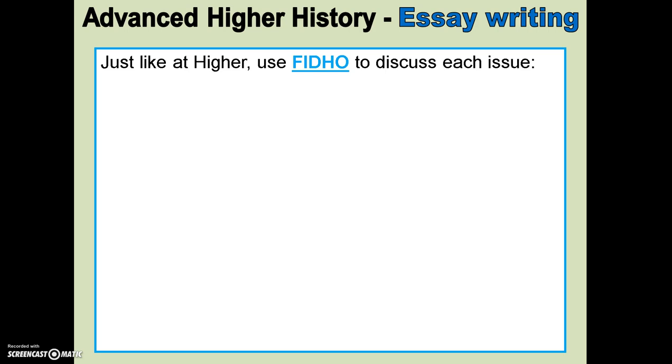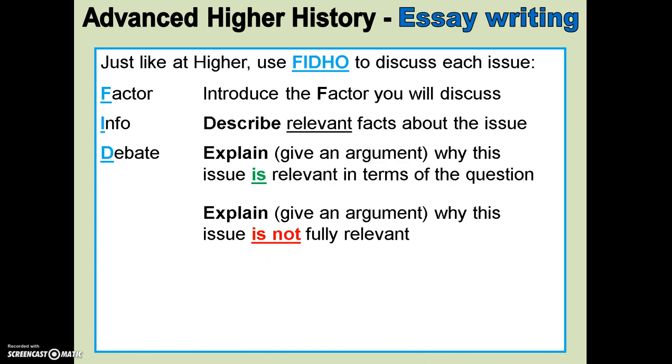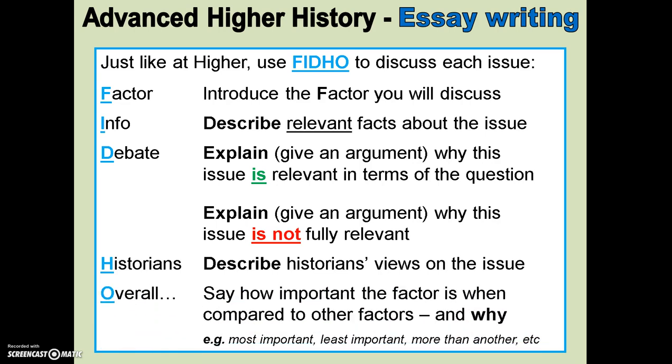One approach, which you may remember from Higher, is using the idea of a FIDO structure. You name the factor you're going to discuss, you give information about this where you describe facts, you then debate the importance of these facts, showing why they are or are not relevant. You describe historians' views, and then you make an overall judgment about the importance of that factor to the overall question.